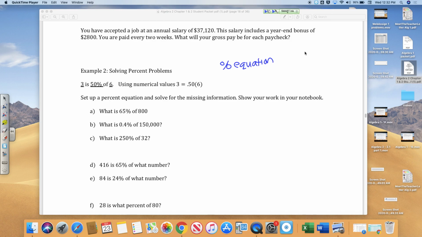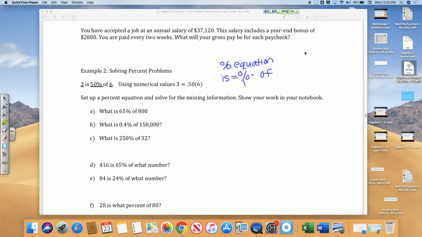Now, technically, we can use variables to represent these numbers in the equation, but there's actually a really easy way to think of this and to remember this. Here's the equation: is equals percent times of. Now you're wondering, what does that even mean? You just have to remember this equation and it will work every single time.